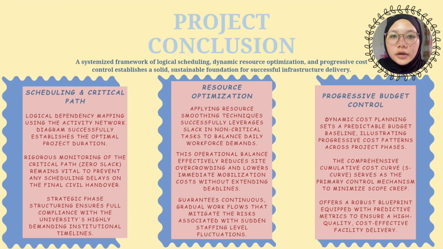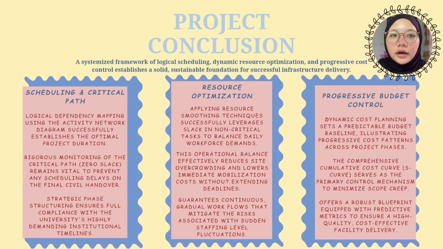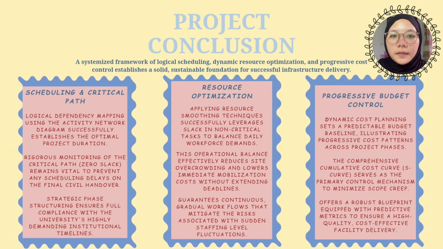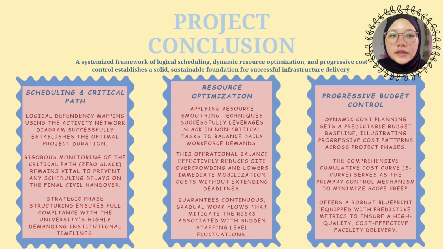To wrap up our assignment, we have successfully integrated our findings across the three main areas. First, scheduling and critical path, using dependency mapping to establish an optimal duration. Second, resource optimization, applying smoothing technique to balance daily workforce demand and mitigate risk. Lastly, progressive budget control, using the S-curve as our primary mechanism to minimize scope creep and ensure cost-effective facility delivery.